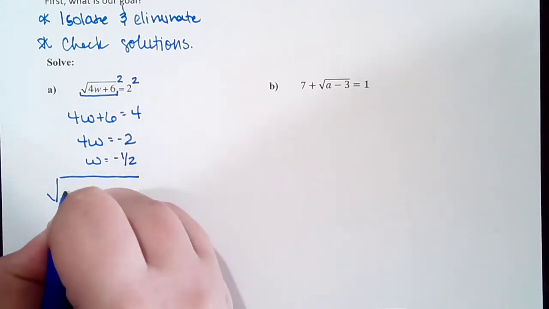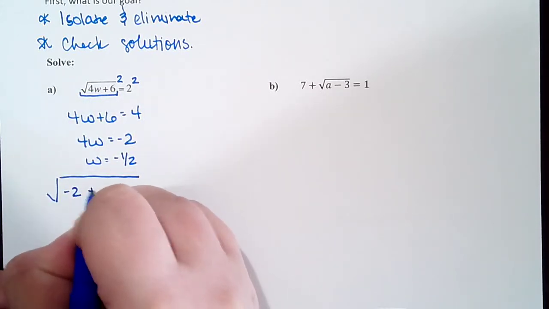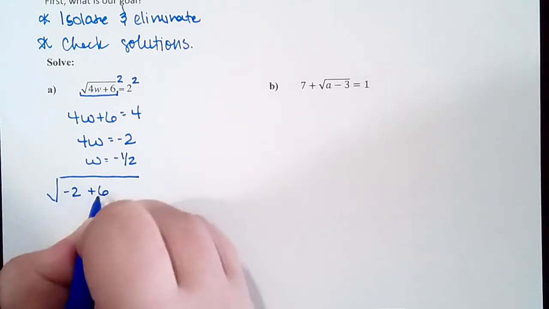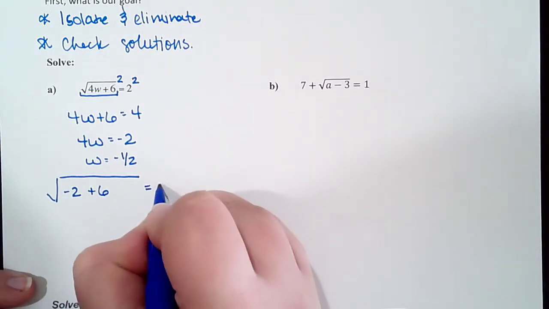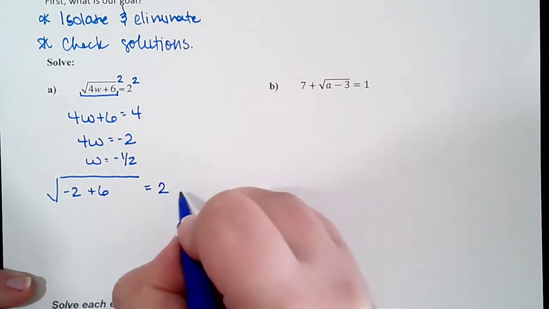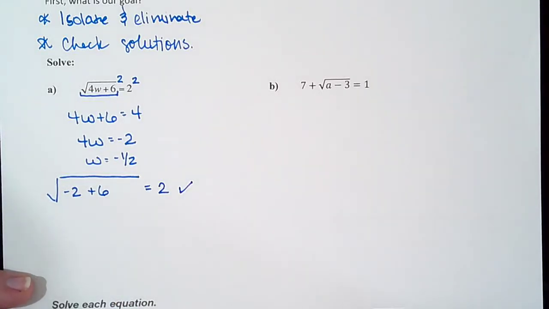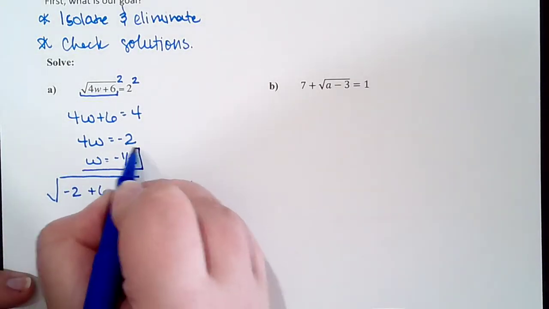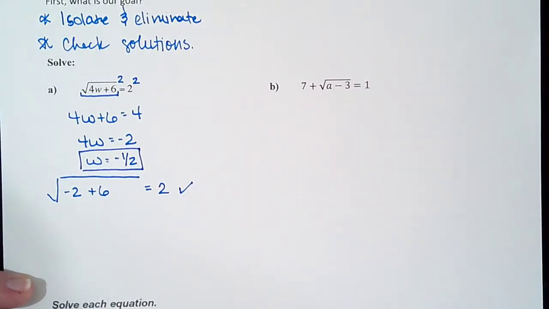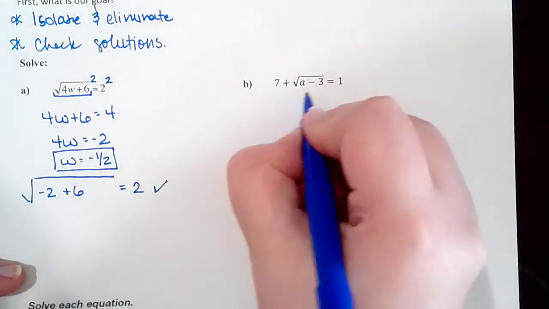Negative 1/2 times 4 is negative 2 plus 6. That is the square root of positive 4, which should equal 2. That's a true statement. I checked it. That answer is good to go. That's all it is. So let's see another one like this.